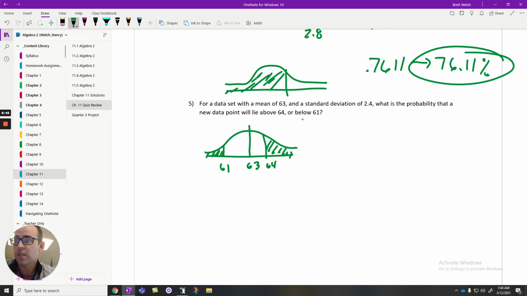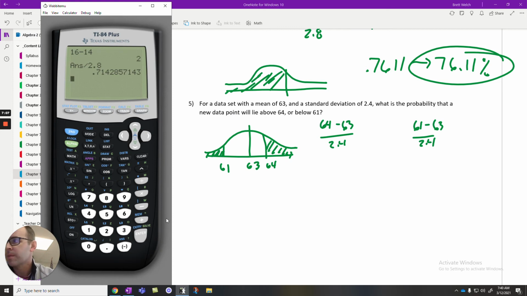And again, those are questions you can ask in class, or it should have been in the homework if you went through that. But I need to know the z-score for each of these. Okay, so I'm going to take my 64 minus 63 over 2.4, and I'm going to take 61 minus 63 over 2.4. Grab our calculator and find those two values.